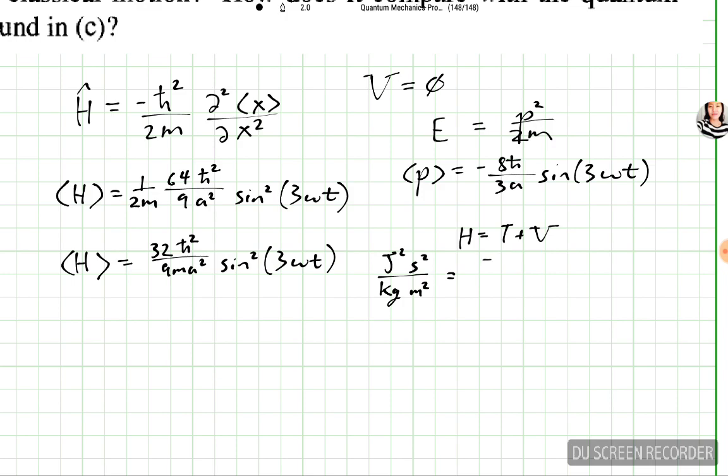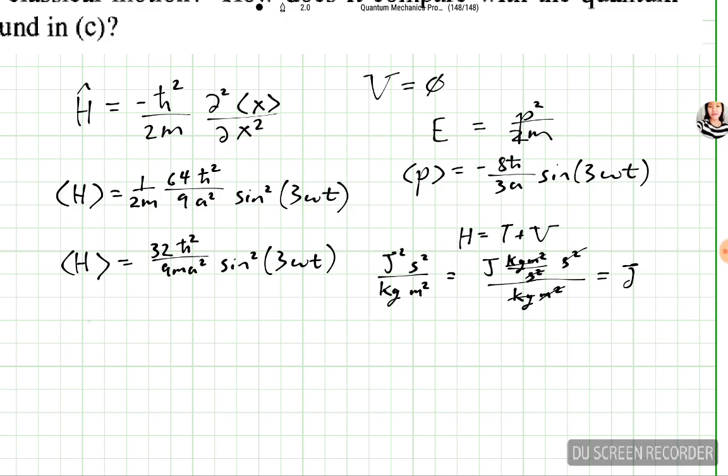So I'm going to leave a joule. I get another joule. I'm going to write this one as a kilogram meter squared over second squared times second squared over kilogram meter squared. My second squared cancels, my meters squared, kilograms cancel. I am left with joules, so we are happy.